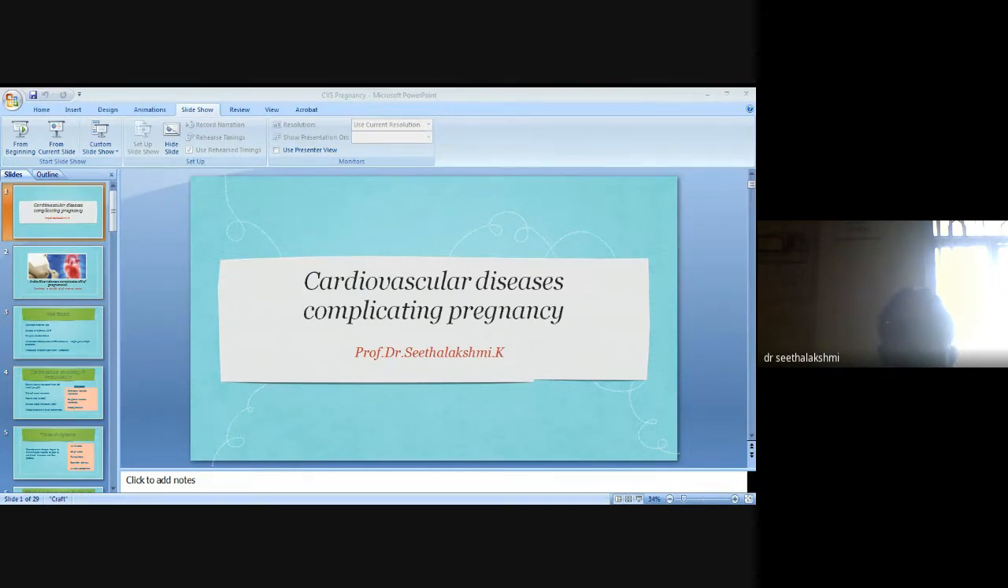And otherwise, you can encourage the patients to have more oral fluids. And important maternal vitals monitoring like SpO2, pulse rate, respiratory rate, and cyanosis, and sudden exacerbation of symptoms and signs in cardiovascular disease.